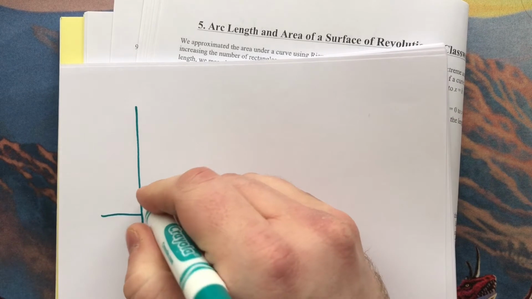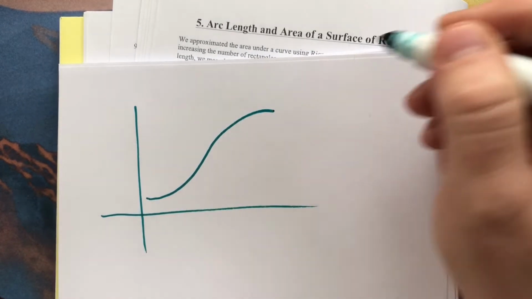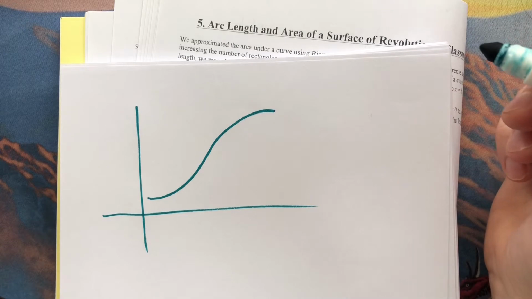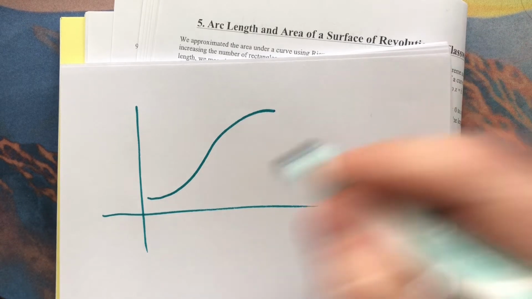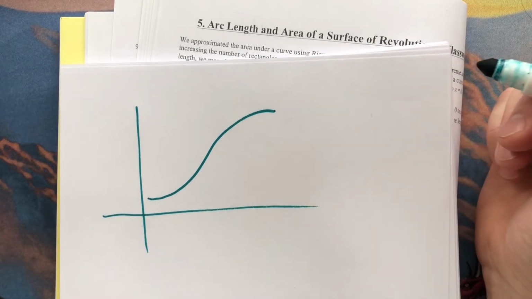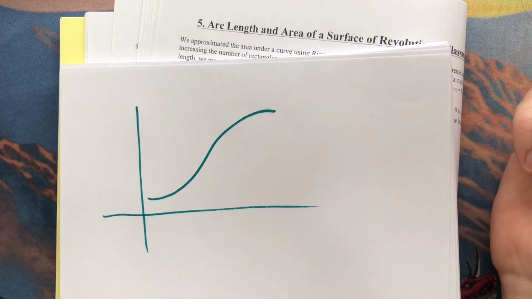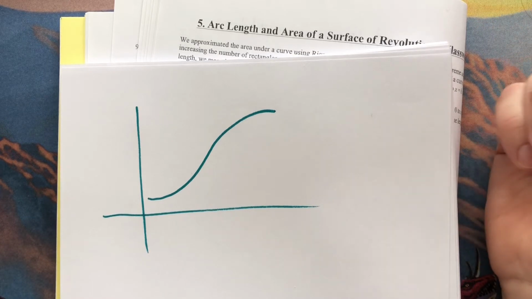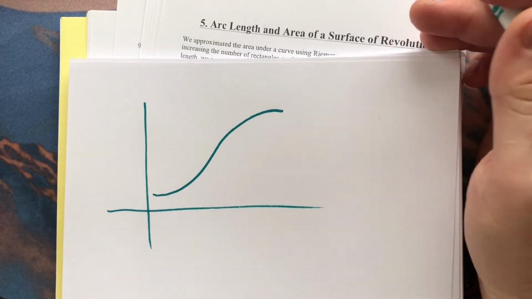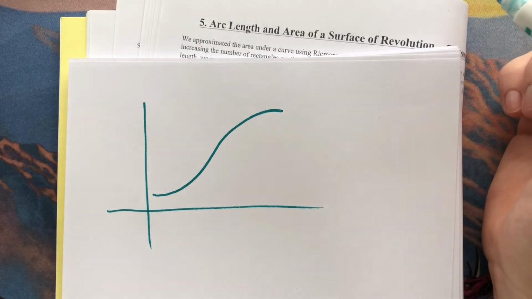This is where you have some curve, right? In the past, we've found the area under this curve. We've also found the slope of this curve at some point. So we've done integrals and we've done derivatives. Now we are going to apply the concept and find the length of some arc.